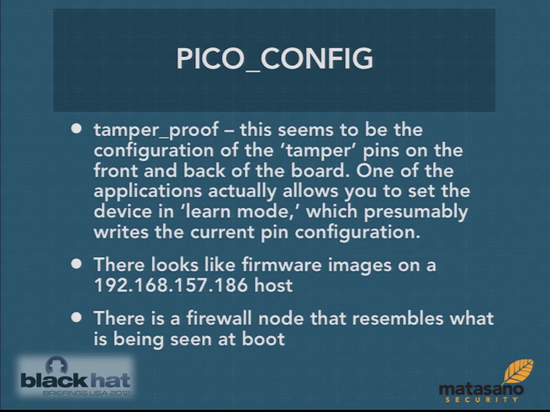I'm not sure if it's random for each new device, but there's also the ability to put it in a learn mode, and again it would presumably learn what the pin configuration is. The picoconfig is just like a key value pair in a tree. I'll show you what it looks like next slide. There was also what looked like a firmware image specified on a TFTP server at some 192.168 address, which was confusing to me because how was it getting to that IP address? And the last part was a firewall node that directly resembled exactly what I was seeing upon boot.